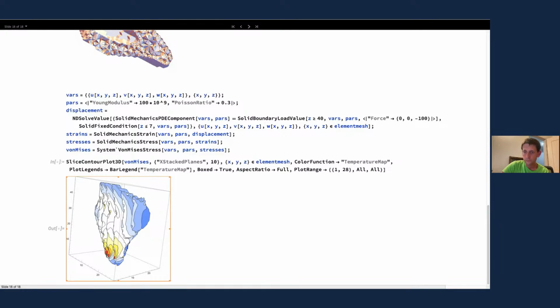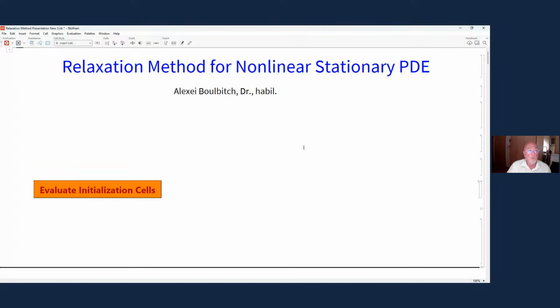As John pointed out, these functions are good not only for research purposes, but also for teaching. Okay, so our next presenter will be Alexei Bulbich, who has worked in solid state physics and biophysics. And as I understand, he'll be talking about relaxation methods for solving PDEs.